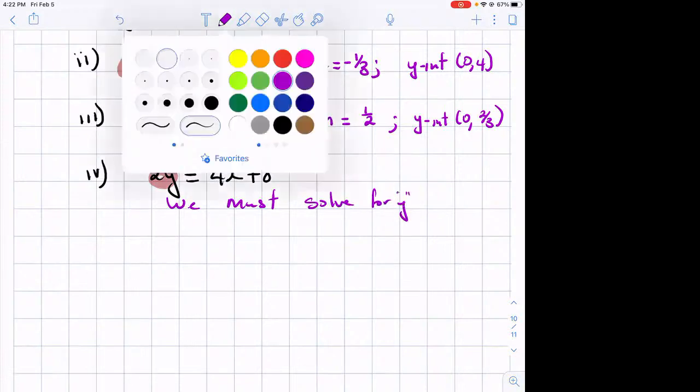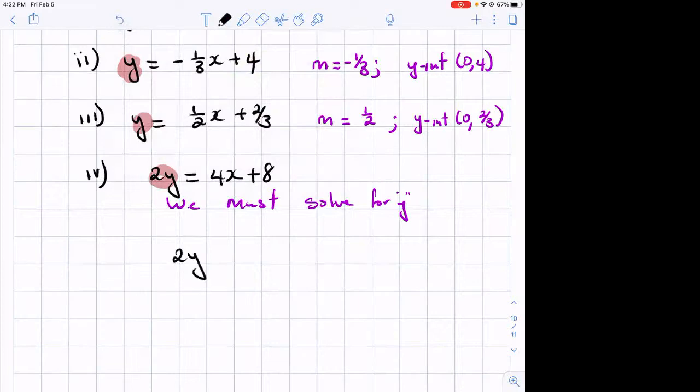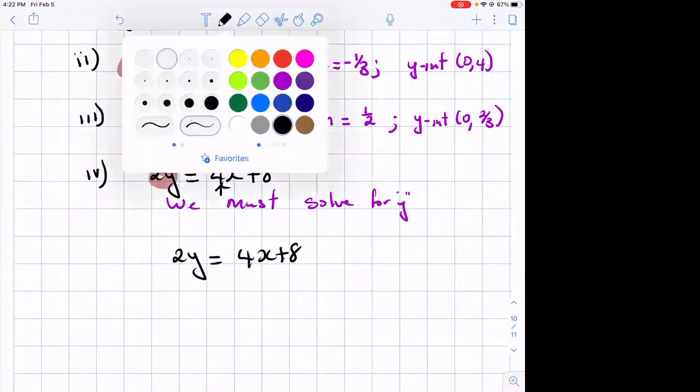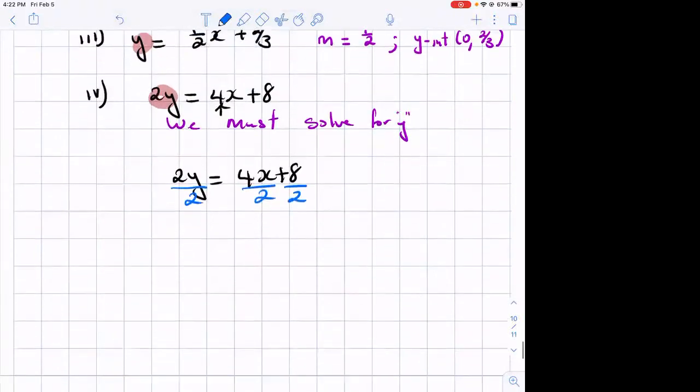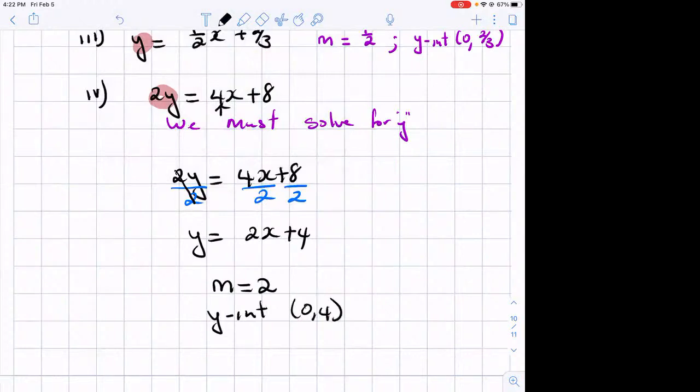Okay? So we have 2y is equal to 4x plus 8. So in this example, you cannot say the slope is 4. Okay? What you must do, you have to leave y by itself. So you'll divide each term by 2. And if we do this, we have y is equal to 2x plus 4. So now we have m is equal to 2, and the y-intercept is (0, 4). Okay? So you have to be careful.